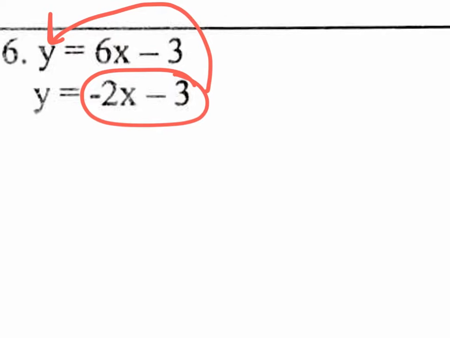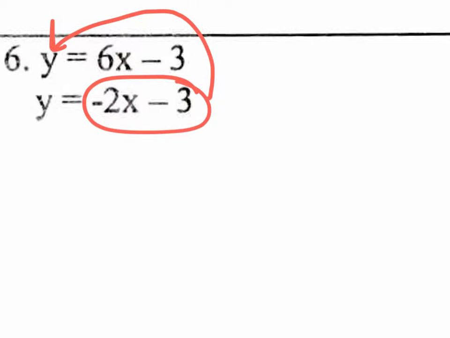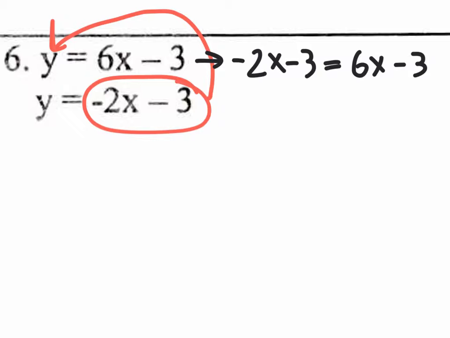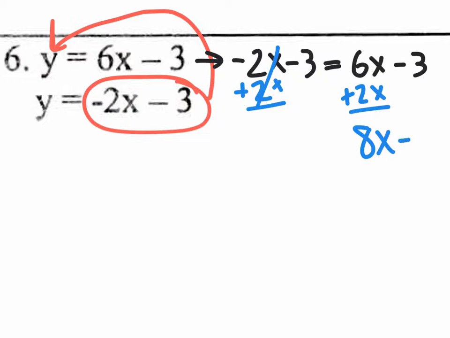So my new equation is going to be over here. It's going to be negative 2x minus 3 equals 6x minus 3. Yay? And if I solve this thing, let me get the x's to one side. Plus 2x cancels. Plus 2x. You're going to have 8x. Bring down the minus 3. Bring down the equal and bring down the minus 3. Wow, that's the ugliest minus 3. Let me fix that.